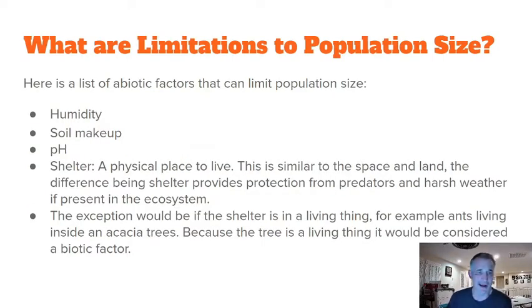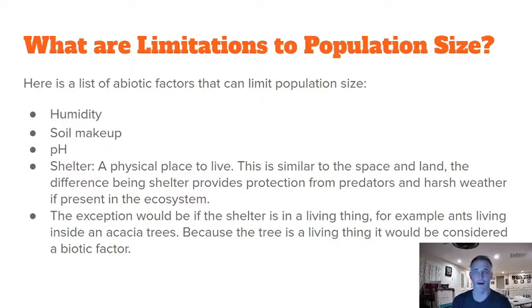Humidity, another abiotic factor. Soil makeup, how many nutrients are in the soil, is important for certain types of plants. The pH, either of aquatic ecosystems or of the soil, again, for plants. Shelter. Now, shelter's a little bit different than space. We talked about space on the previous page. Shelter could be protection.